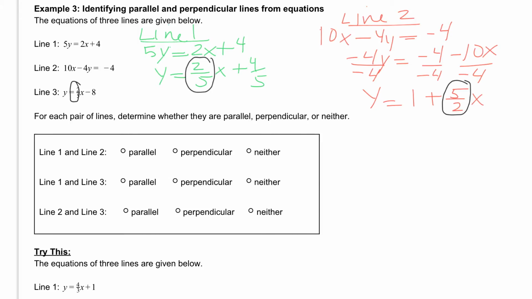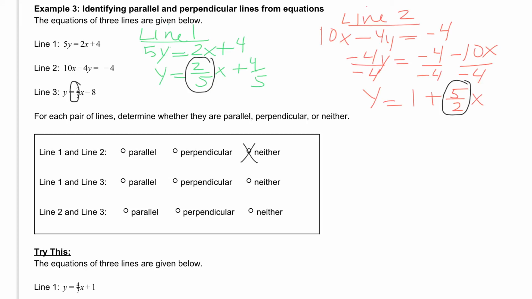If we take a look at line 1 and 2, line 1 is 2/5, line 2 is 5/2. We want to know if they're parallel, perpendicular, or neither. If they were parallel, they would have to be the exact same slopes, but they are not the same. This is a 2/5 and this is a 5/2. If they're perpendicular, they have to be opposites and reciprocals. Here they're reciprocals, but they are not opposites since they are both positive. So they are not perpendicular, which leaves us with neither. So we would check the box that these are neither.